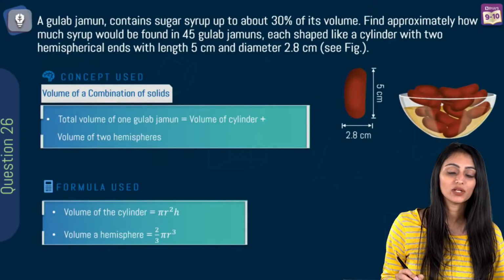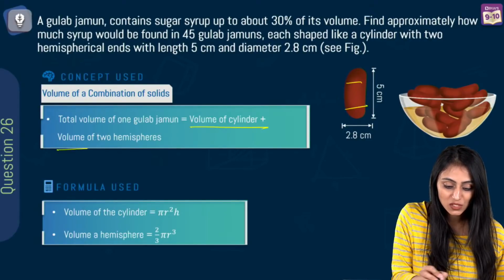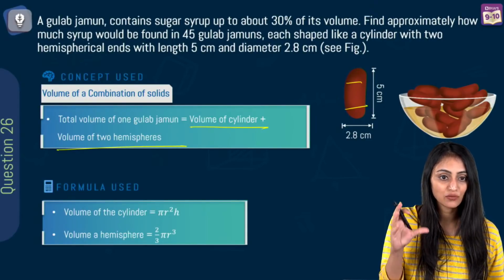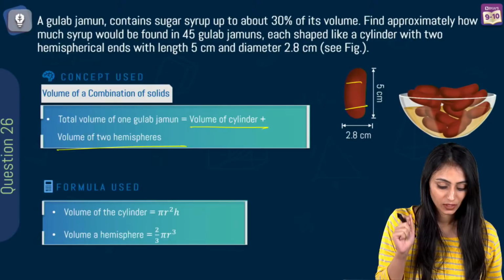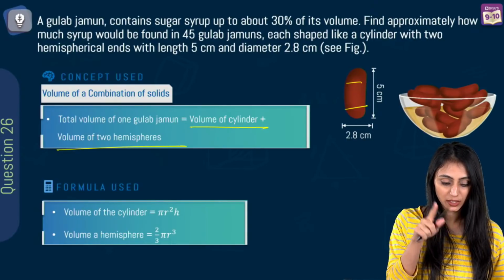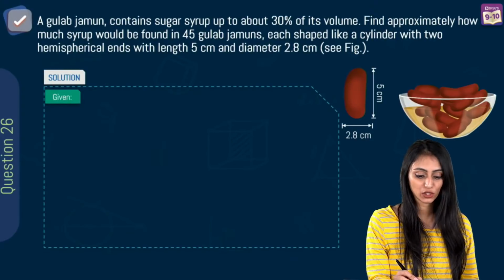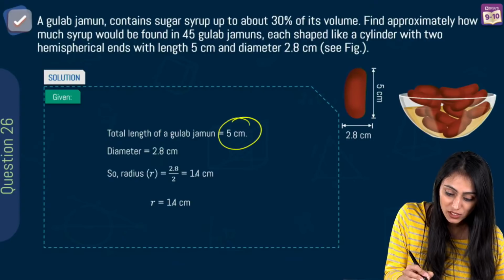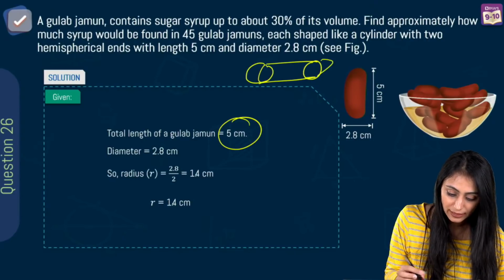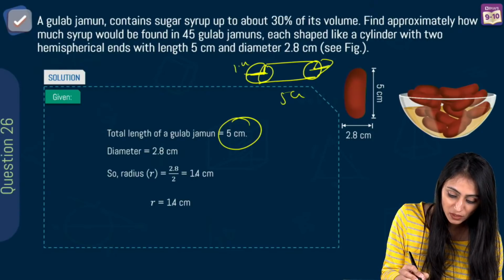So when I'm talking about the volume of one gulab jamun, each gulab jamun has a cylindrical part and two hemispheres. So volume of cylinder plus volume of two hemispheres. We need that to find the total volume of one gulab jamun. So for the volume of the cylinder, we know the formula pi r square h. Volume of a hemisphere is 2 upon 3 pi r cube. The total length of the gulab jamun is 5 centimeter, the entire length, so it has hemispheres attached to it. Now the hemisphere has a radius of 1.4. So this length is 1.4, this is also 1.4.